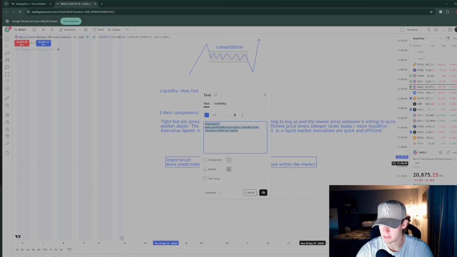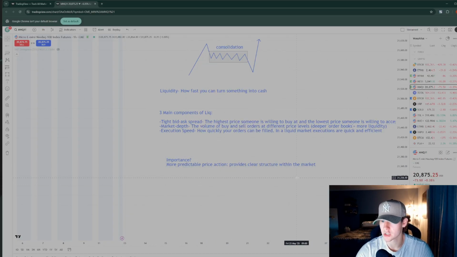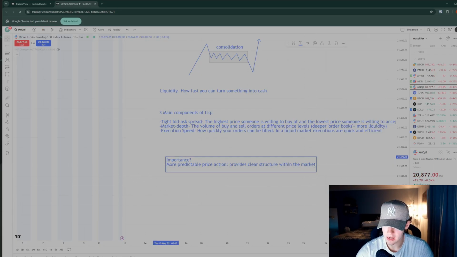Going back to typing over here. So more predictable price action provides clear structure within the market, and that just gives reliability to market behavior. The second thing we're going to talk about here is tighter spread or lower slippage.